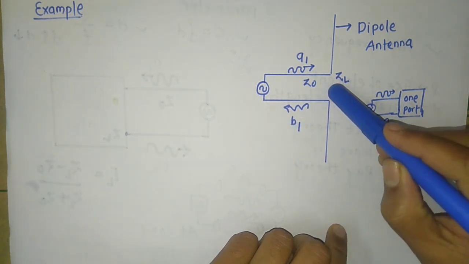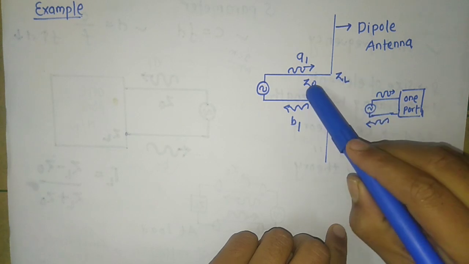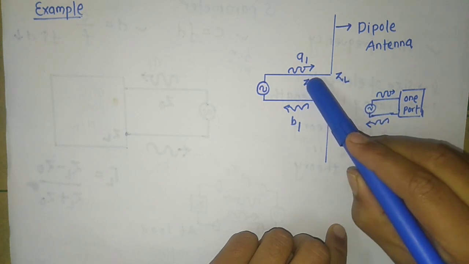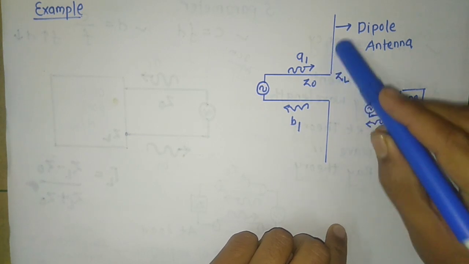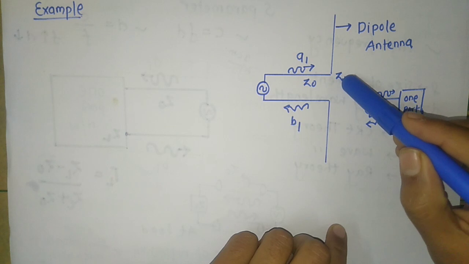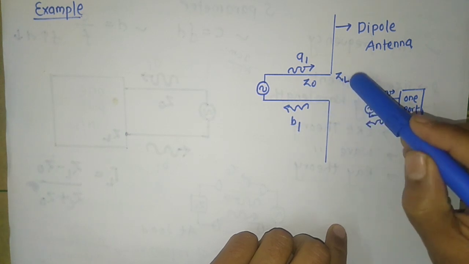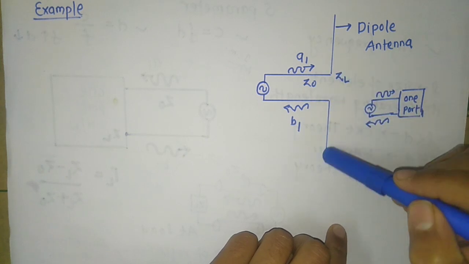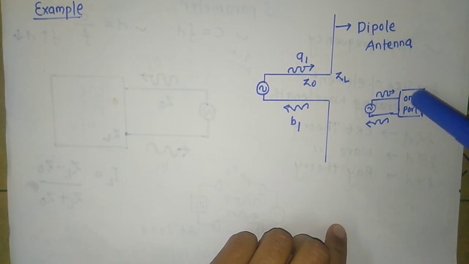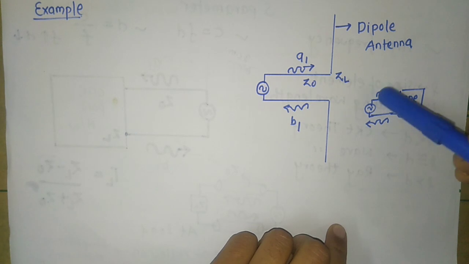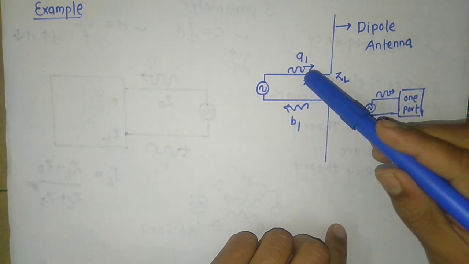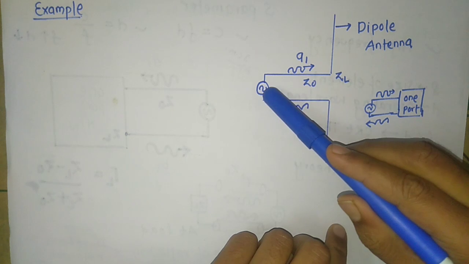What is the root cause of the backward wave? Because the characteristic impedance Z0 and ZL do not match. What is ZL? ZL is nothing but the input impedance of the dipole antenna. Can we say this antenna is a single port device? Yes, you can compare it with this one. In place of the port you put a dipole antenna. In place of this section you put a transmission line. In place of source you put source.